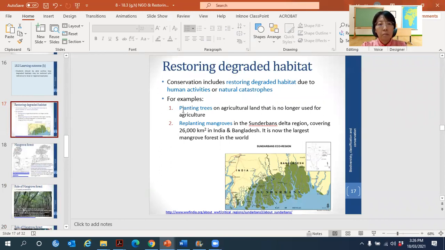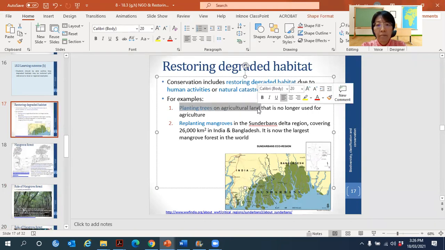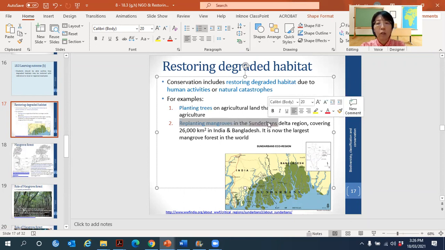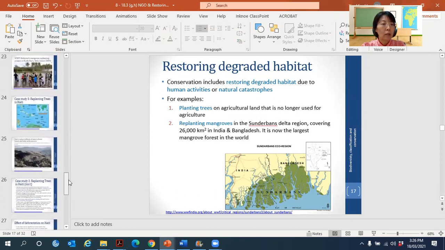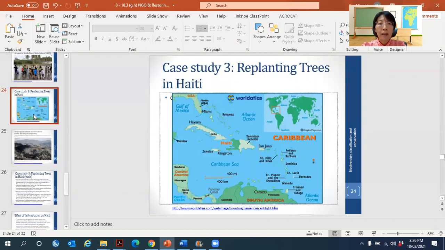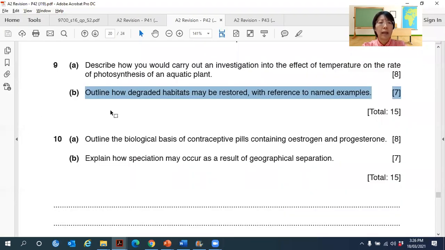Example is planting trees on agricultural land that you no longer use, replanting mangrove in the Sundarban. So you can give this one as an example. You can also get 1 mark for replanting trees. So 2 marks. Then another example, because they want at least a plural for the example, you can say replanting of trees in Haiti. So the most marks you can get is 3 marks, but it's an essay question. So how are you going to get the rest of the marks to get to 7 marks? Then you go back to the question and see, what else can I write here?